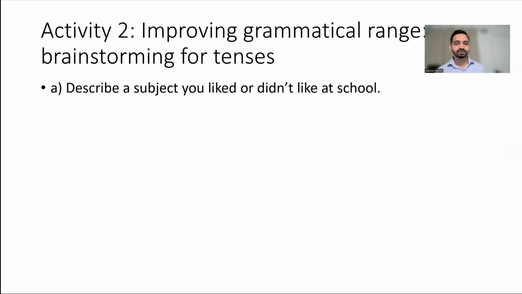All right. Let's look at the next activity, brainstorming for tenses. Describe a subject that you liked or didn't like at school. Think about some ideas that you liked. Think about ideas about a subject that you liked or didn't like at school. All right.